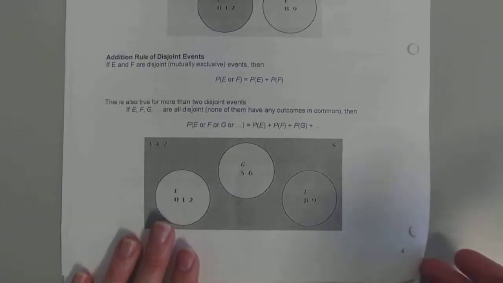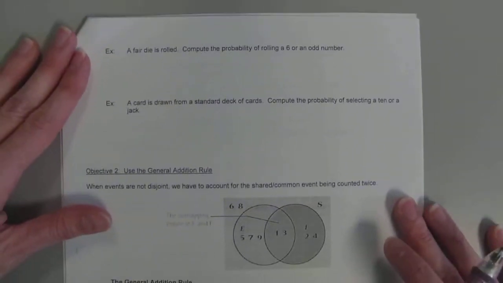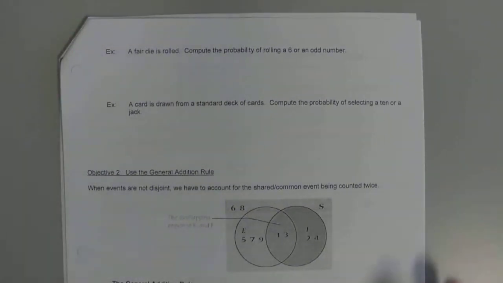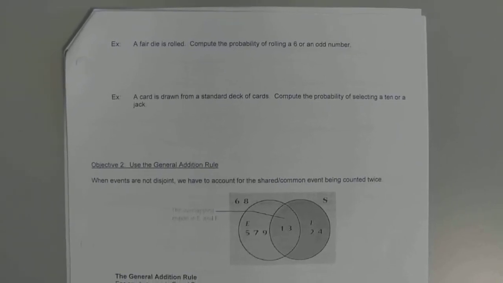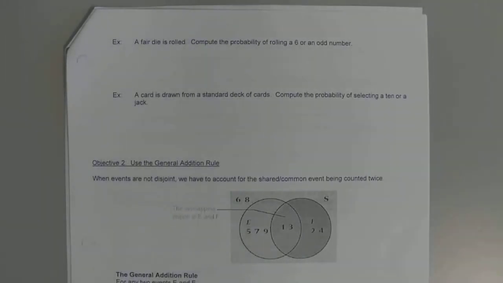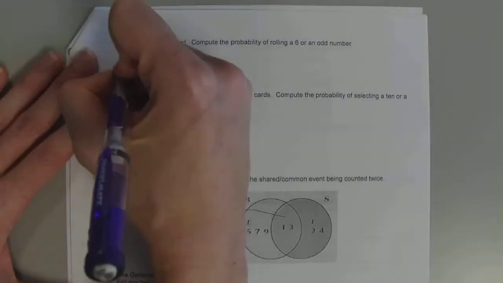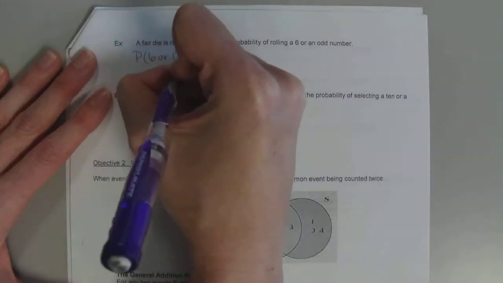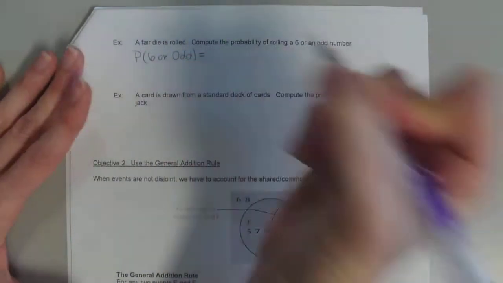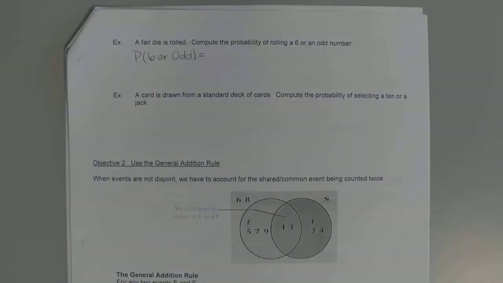So let's go ahead and look at the top of page 5. At the top of page 5, we have a fair die is rolled. We want to compute the probability of rolling a 6 or an odd number. So this is what I do. Instead of calling it E or F, I just write it so it'll make sense. So the probability of 6 or an odd. The probability of being a 6 or an odd.